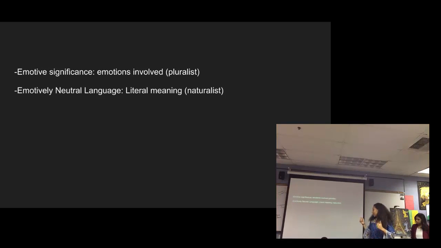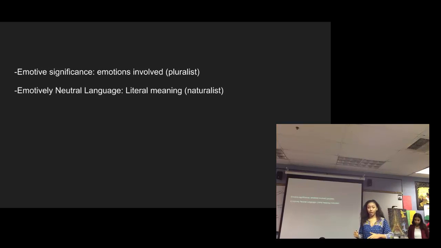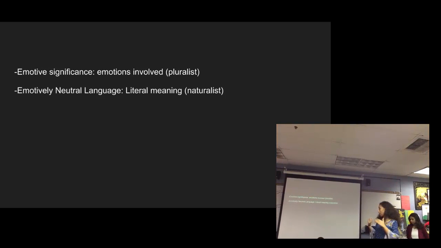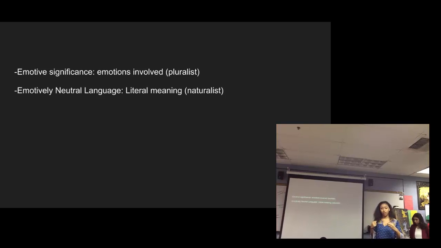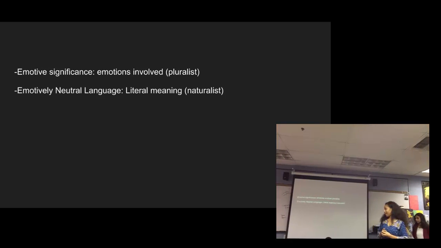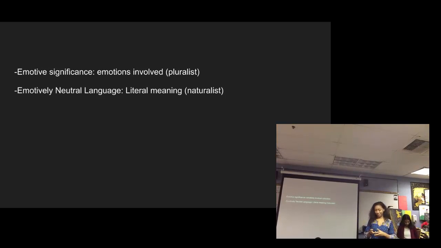Emotive neutral language is the literal meaning. So you're taking it for its literal meaning. This is common in negotiations between different countries so they can avoid any conflicts and other problems. When you think of subjectivity, which is emotive significance, you think of a pluralist, one who sees things based on their perception. The other one is a naturalist, and you would think of it as objectivity. That is just seeing it for the literal meaning of it.